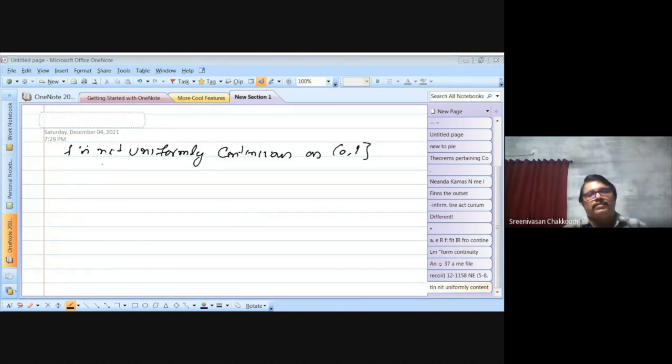How to prove this? What was our definition of uniform continuity? We say that f is uniformly continuous on A if for every epsilon greater than 0, there exists a corresponding delta greater than 0 such that whenever x and y are elements of A with mod x minus y less than delta, we get mod f of x minus f of y less than epsilon. Now we are trying to prove that f is not uniformly continuous on (0, 1].